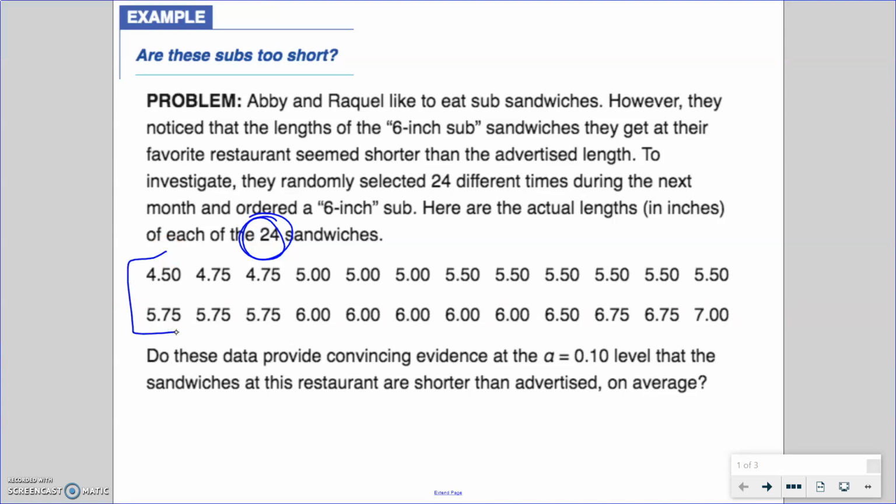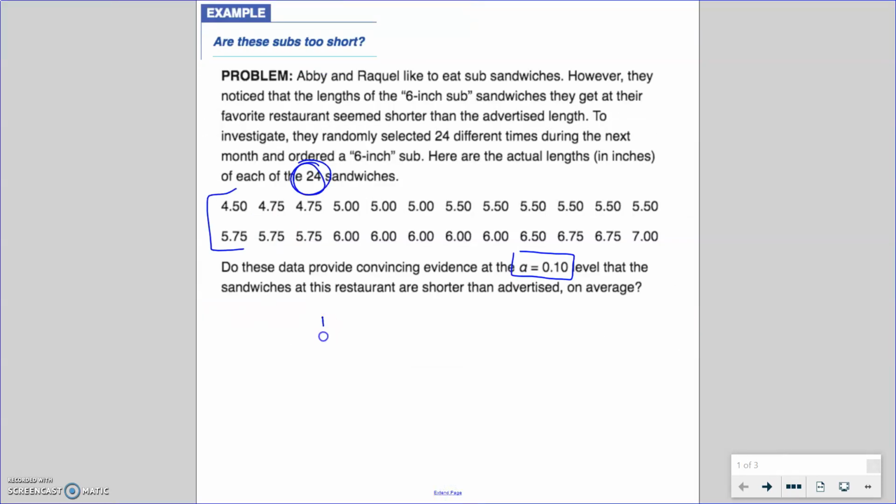So do these data provide convincing evidence, at the 0.10 significance level, that the sandwiches at this restaurant are shorter than advertised? So for example, before we get too much further, I can already tell the null is that the mean is 6 inches. They're saying that they think it's smaller. Yeah, seems shorter. So their alternative is saying I think it's actually less than 6, okay? You've got a sample size of 24, and then here's all their data.